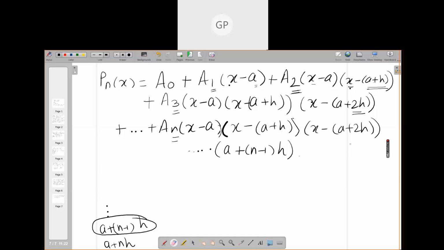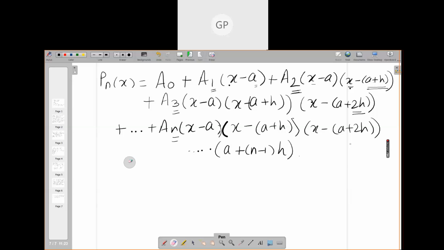हमको X minus A plus N minus H आएगा ना? A plus NH नहीं आएगा विपाशिनी. That's what I'm saying. The last value will not appear in this product. Okay. But the last value is also significant. You will see how significant it is. It will give rise to the differences. Okay.